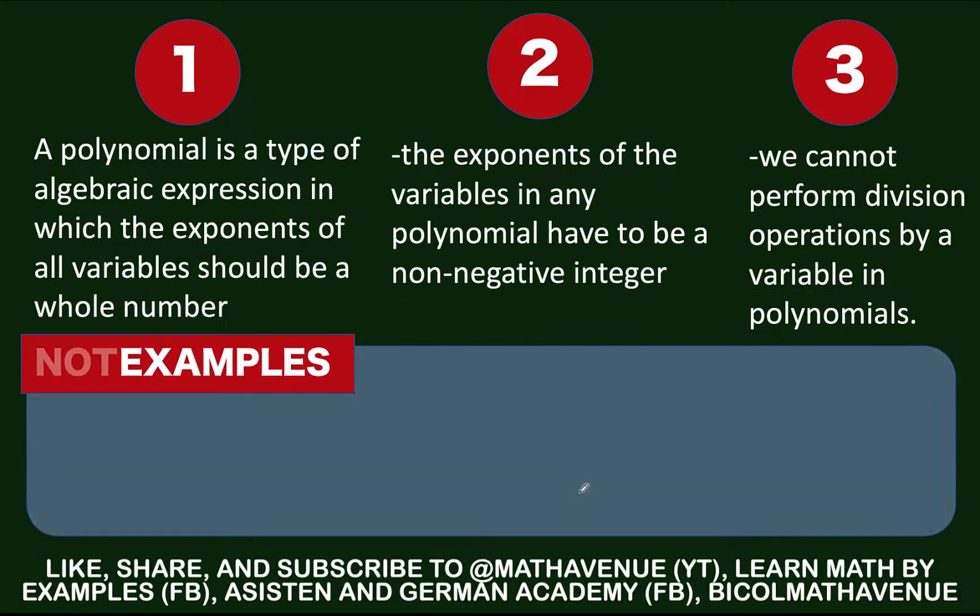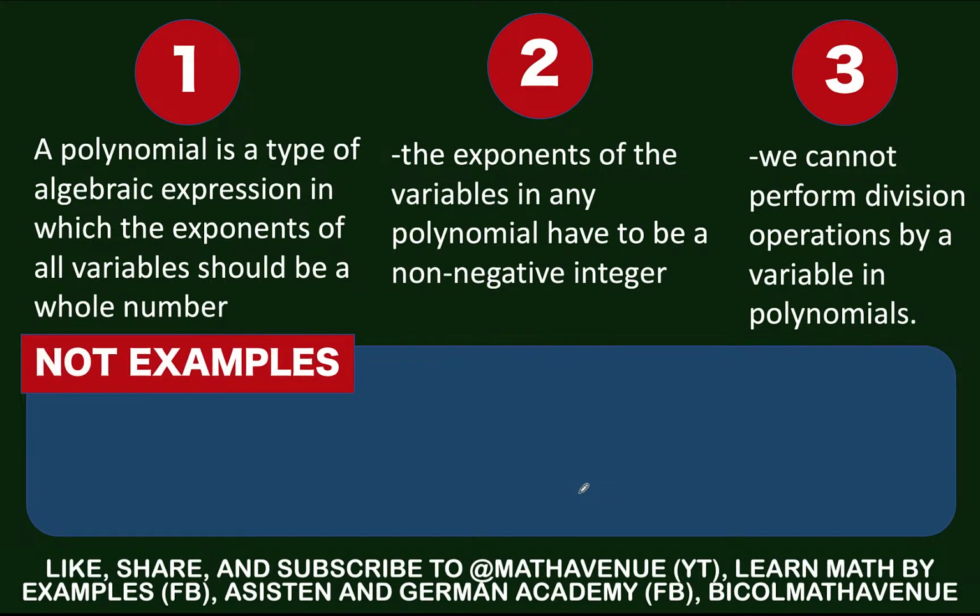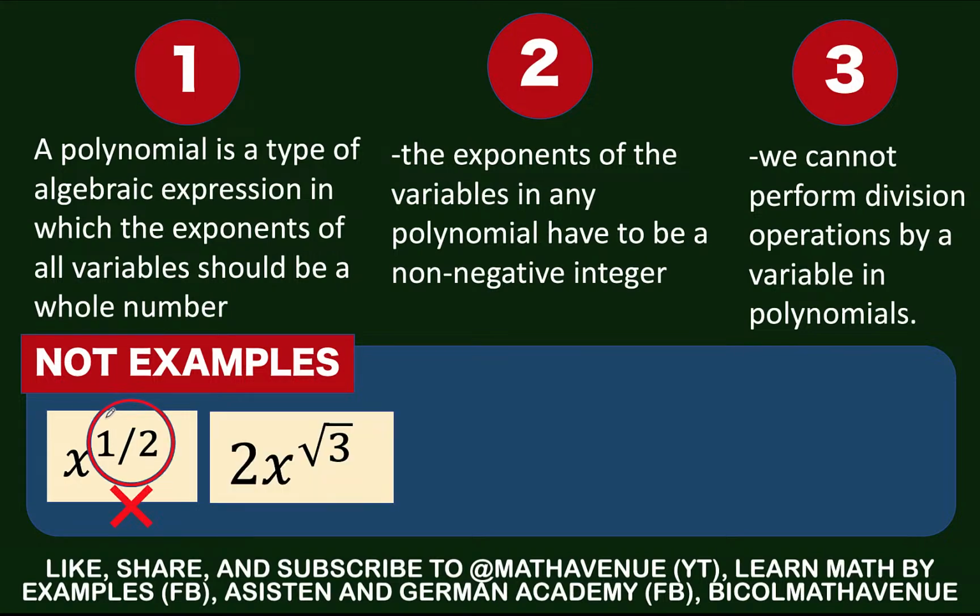Next, let's look at some non-examples of polynomials. First, if we have x raised to 1/2, this is not a polynomial because the exponent is 1/2, and 1/2 is not a whole number. Next, 2x raised to the square root of 3. Again, we are looking at this exponent. This is not a whole number, so this is not a polynomial.